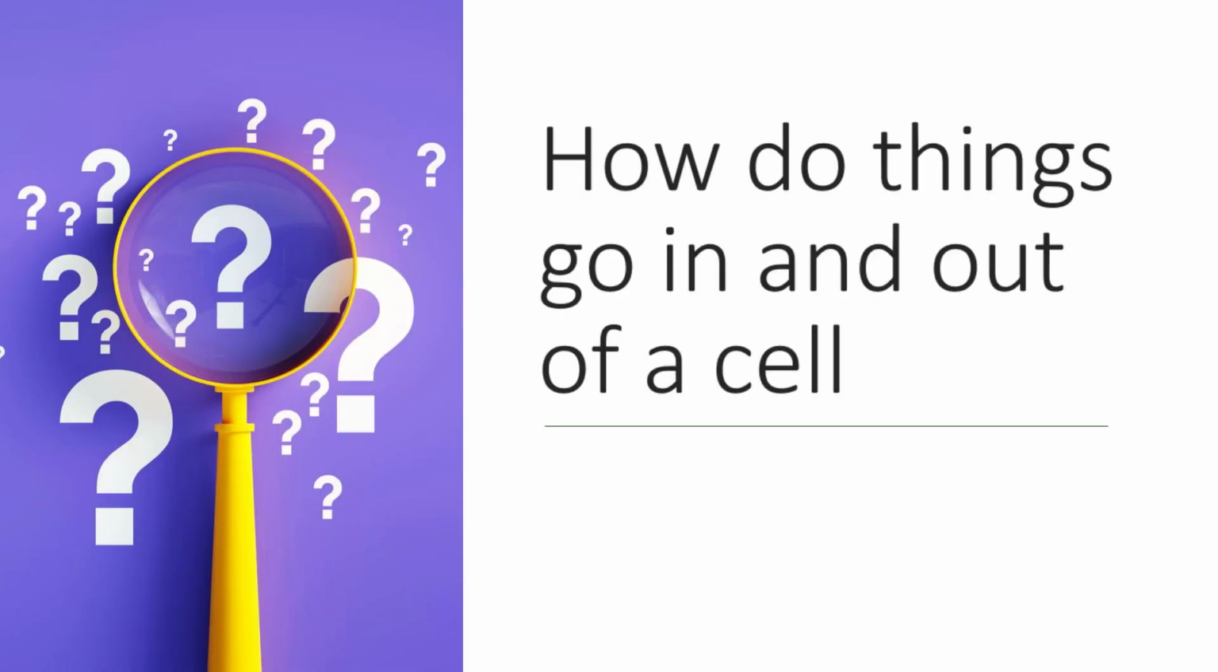How do things go in and out of a cell? Remember, the cell membrane is selectively permeable. This determines what goes in and out of the cell, when it goes in or out, and what functions are completed. Let's explore how that is achieved.